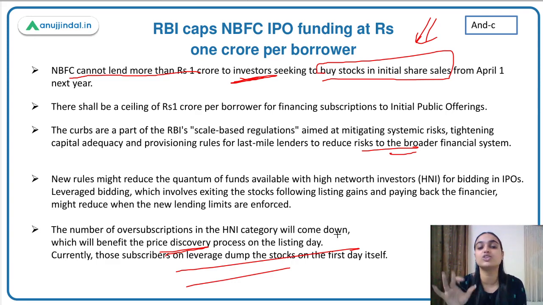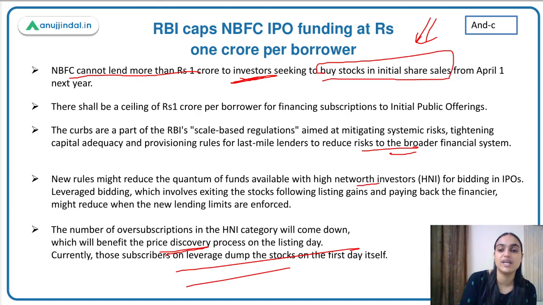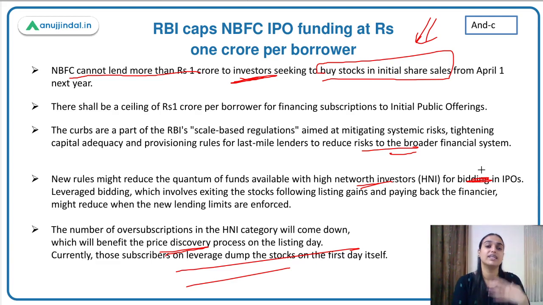New rules will reduce the quantum of funds available with the high net worth individuals for bidding in IPOs. Okay. So this will have major impacts. This might create opportunities maybe for small NBFCs to lend, but this might pose a problem for the high net worth individuals who usually subscribe a lot to the IPOs. But if the oversubscriptions will be less, the overall price discovery will improve. So these are a few impacts of this very new regulation that RBI has come up with for the NBFCs.